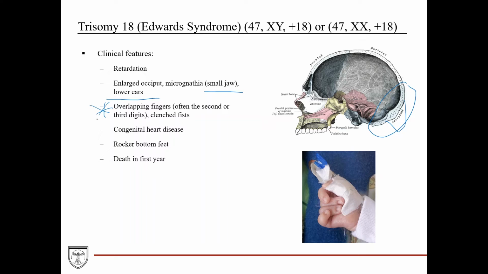Characteristic of this disease is overlapping fingers, often the second or third digits. So you can see that in the picture here. Here's the second digit overlapping with the third, fifth overlapping with the fourth. Also clenched fists, and you can see that here with this infant's fist that's clenched. Congenital heart disease, often ASD, atrial septal defect, ventricular septal defect, and then PDA. Rocker bottom feet, and then like trisomy 13, this is often fatal within the first year of life.